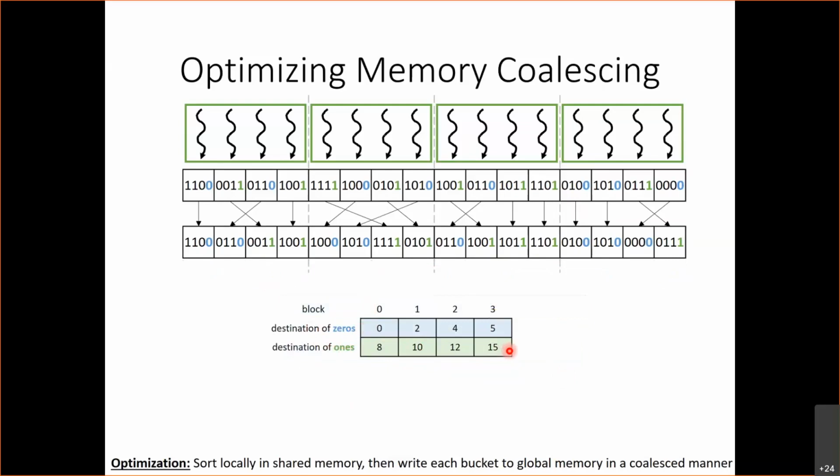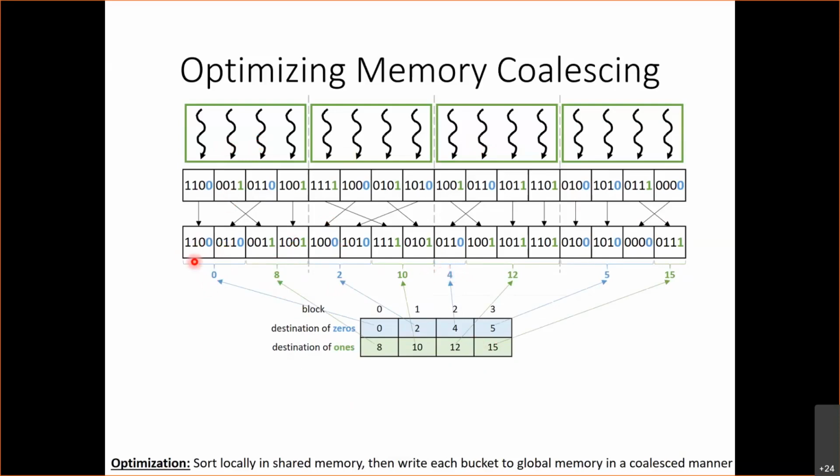Okay. So then all of these blocks are going to put these values in somewhere, and then they're going to do a scan on these values. And then we're going to bring back these numbers, and now each block knows for each of its buckets where it needs to put the zeros or the ones in that bucket. So this block knows that it needs to put these two zeros starting at position zero. This block knows that it needs to put these two zeros starting at position two. This block knows that it needs to put this zero starting at position four. Okay. And same thing for the ones.